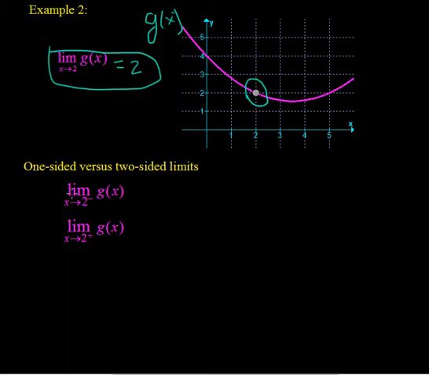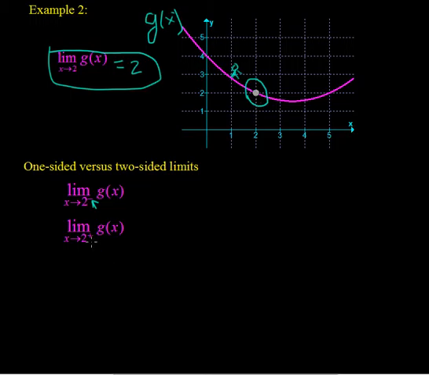Now let's take a look at one-sided limits versus two-sided limits. Notice this notation is a little bit different. See that little negative sign right there? That negative sign just means that we're taking the limit as x approaches 2 from the left. That'd be like we're a little stick figure walking along this graph towards x equals 2, coming in from the left.